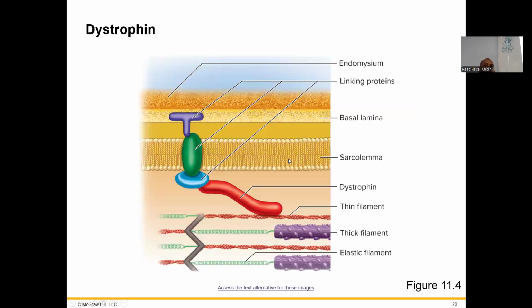So let's look at dystrophin. You see the red dystrophin. Dystrophin is binding the linker proteins. The linker proteins are on the sarcolemma, on the plasma membrane, and they are bound to actin. So actin is attached to the linker proteins on the plasma membrane with dystrophin.